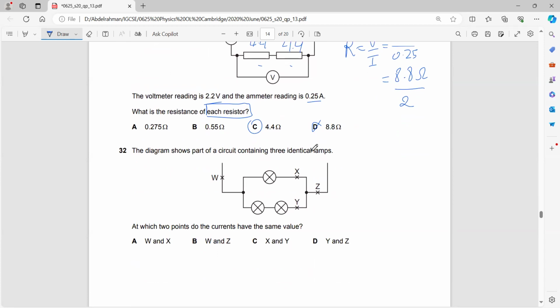The diagram shows a part of a circuit containing three identical lamps. At which 2 points do the currents have the same value? B, W and Z. Yes, this is correct. W had the most current, and then the current was divided, and then the current was added up again at Z. So W and Z.